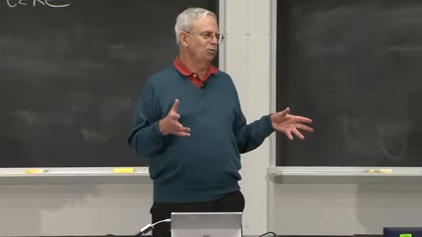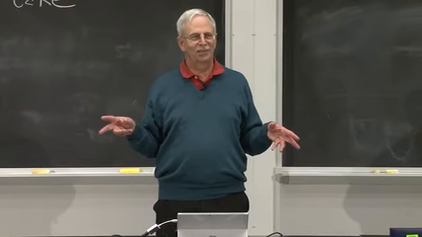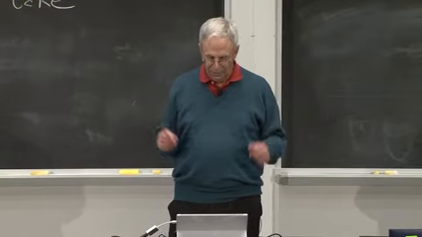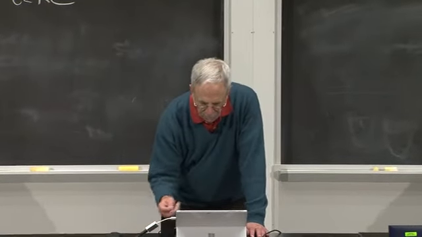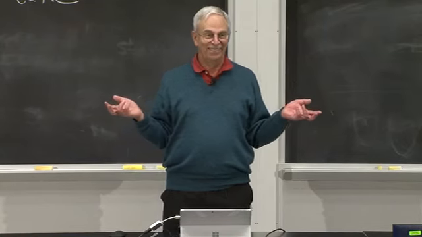It's bad enough to do something once, but to do the same thing over and over again is really wasteful. If we look at this, we'll see, for example, that fib 4 is being computed here, and fib 4 is being computed here. Fib 3 is being computed here, and here, and here. And do you think we'll get a different answer for fib 3 in one place than we get in the other place?